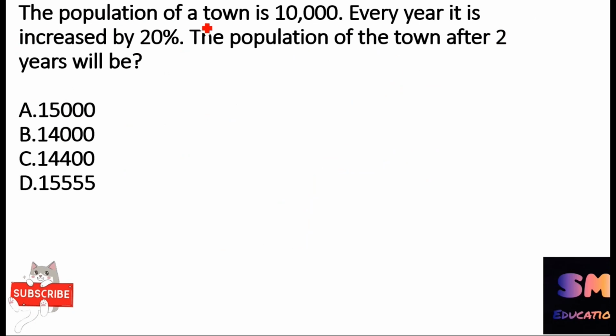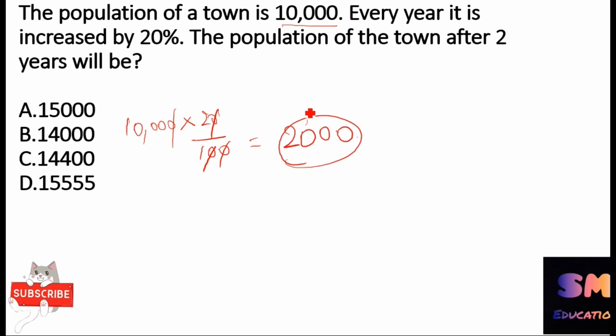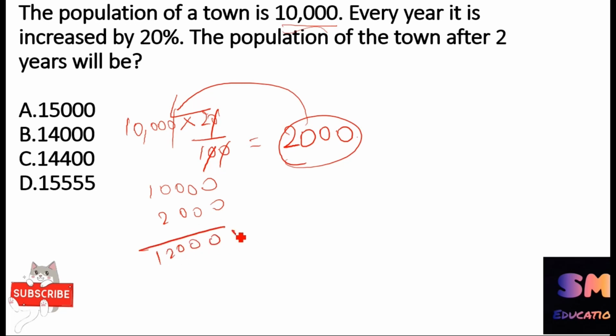Next one. The population of a town is 10,000. Every year it is increased by 20%. The population of the town after 2 years will be. Firstly, the population is 10,000. Every year it is increased by 20%. Increased by 20% means we have to multiply with 20%. So this will give you 2000, and this value should be added to the original population, 10,000 plus 2000. This will give you 12,000. This is the increment value.